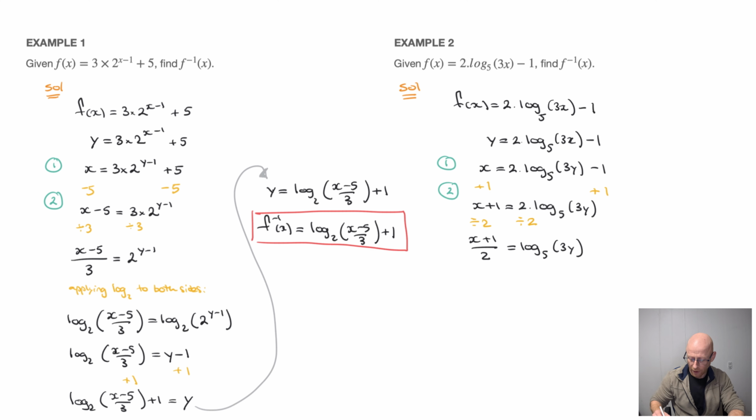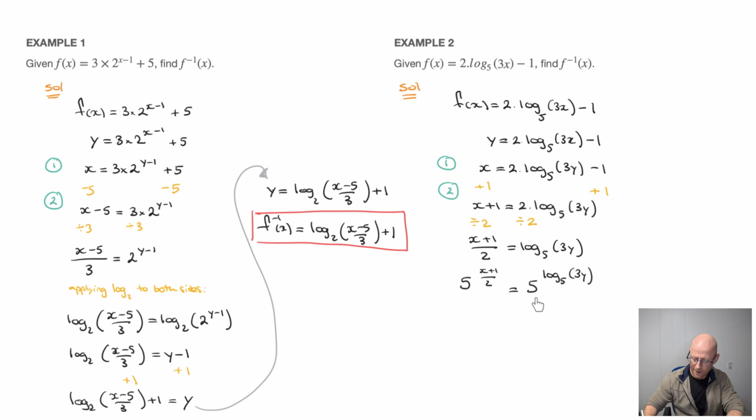Well, in a similar way to what we did with our log base 2 and our power of 2 earlier on, here we can make use of the fact that log base 5 of x and 5 to the power of x are inverse functions of each other. And consequently, what we can do here is place the entire left-hand side as an exponent on a power of 5, and we'll do the same for the right-hand side. Here's what I mean. I'll rewrite this as 5 raised to the power of x plus 1 over 2 equals 5 raised to the power of log base 5 of 3y.